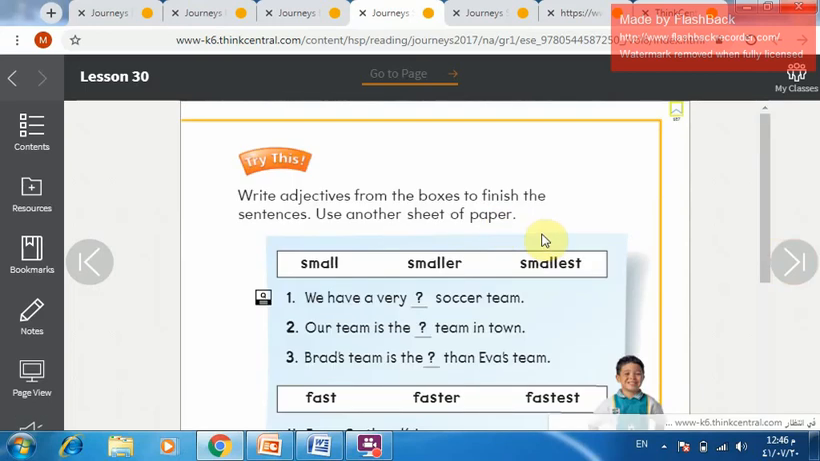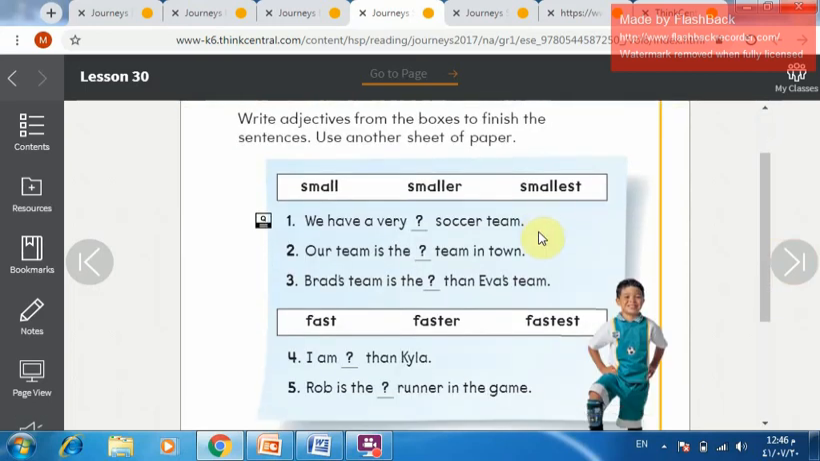So let's go to the next page. Write the adjectives from the boxes to finish the sentences. And we're not going to use another sheet of paper. You just prepare your pencil and write the answers. In the box you have small, smaller and smallest, and I expect that you now know the difference between this one and this one. This one with the ending er compares how many persons? 2. This one compares how many persons? 3 or more. This one has nothing at all. It actually speaks about one person or one thing.